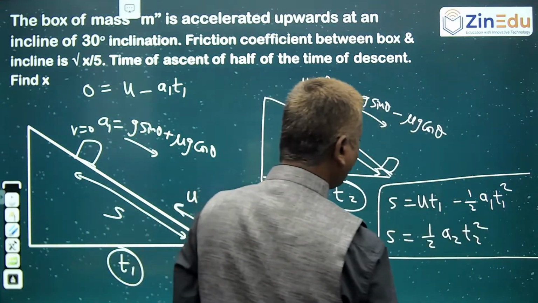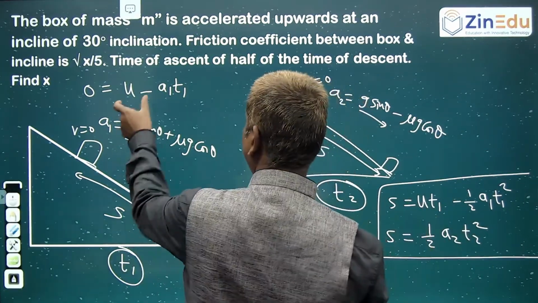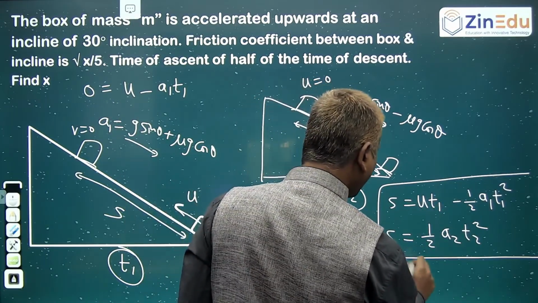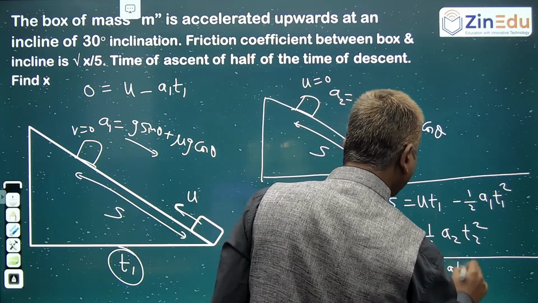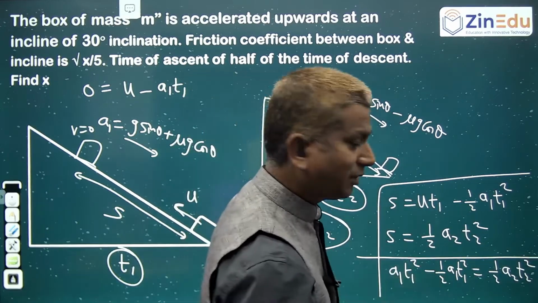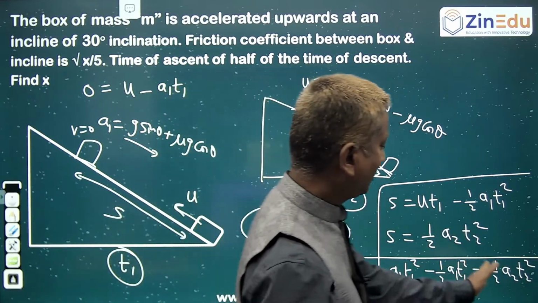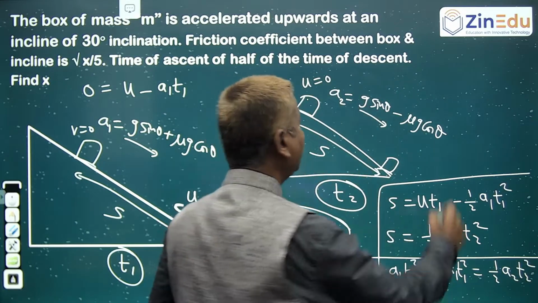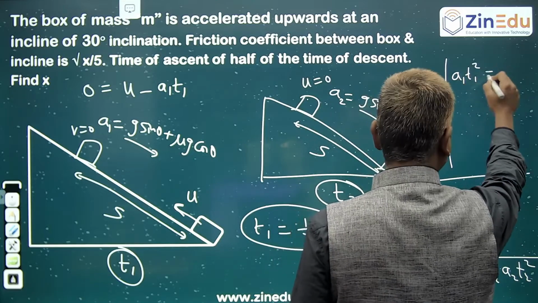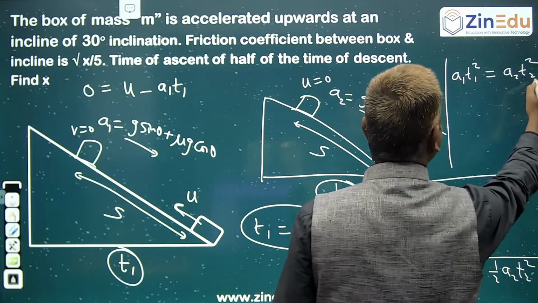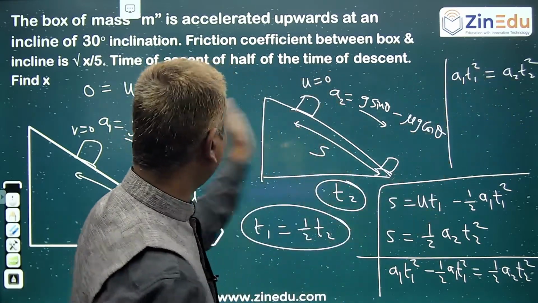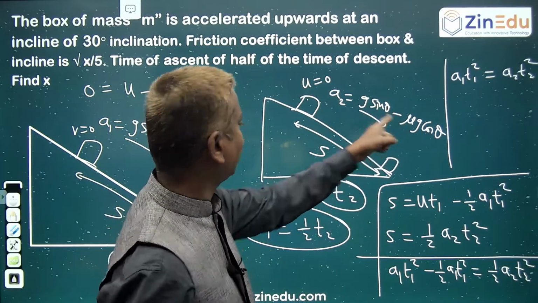Okay, I will show you how to solve. In place of u, you can write a1 t1 and another t1. So a1 t1 square minus half a1 t1 square is equal to half a2 t2 square. That is, half a1 t1 square is equal to half a2 t2 square. Clearly, a1 t1 square is equal to a2 t2 square, and the relation between t1 and t2 is already there. Substitute that, then you will get the relation between a1 and a2. Substitute that, then you will get the value.